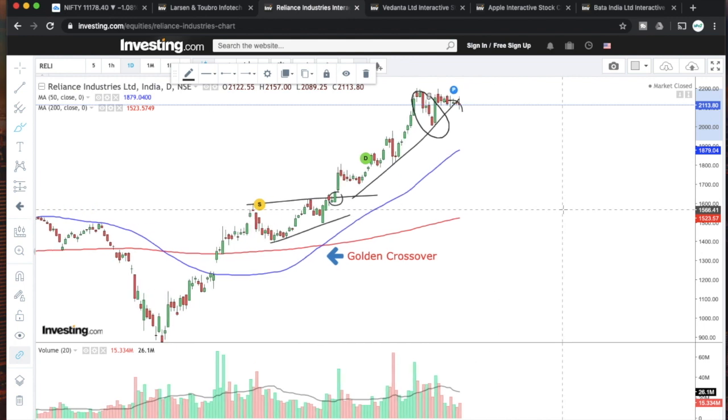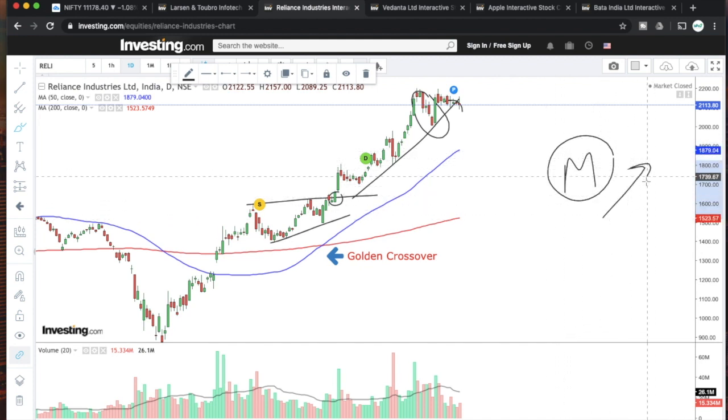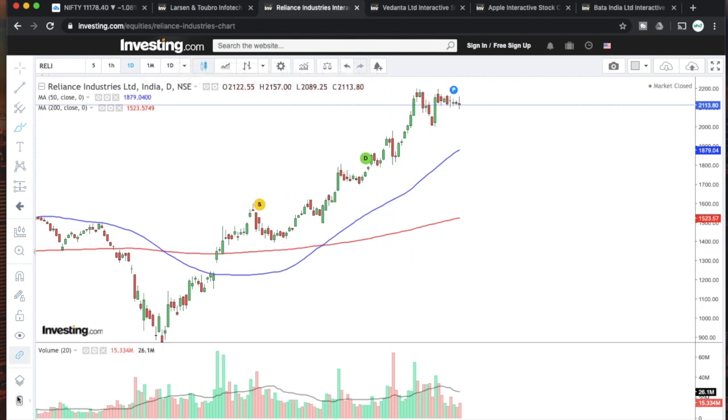Why? Because this golden crossover essentially is telling us about the market structure of the company. Market structure means, are you in an uptrend, are you in a downtrend, or are you in a sideways trend? So when the golden crossover happens, this means you are in an uptrend. So you have to stay invested. We have to stay with the trend. In technical analysis, we say that the trend is our friend.